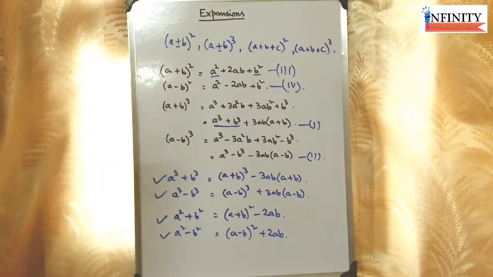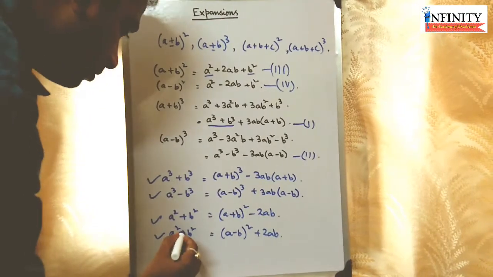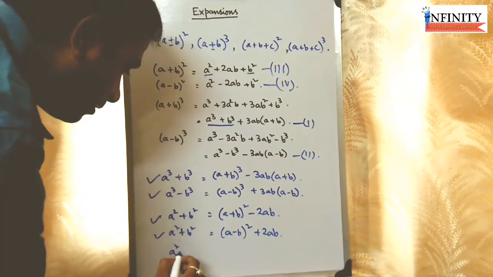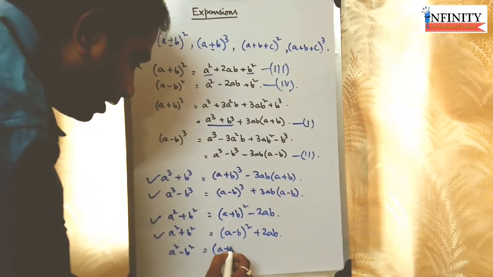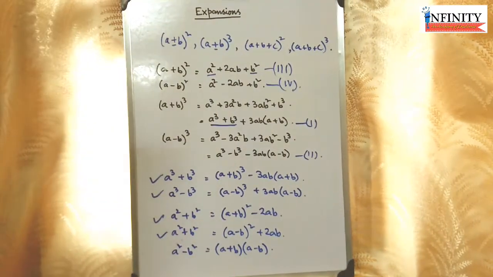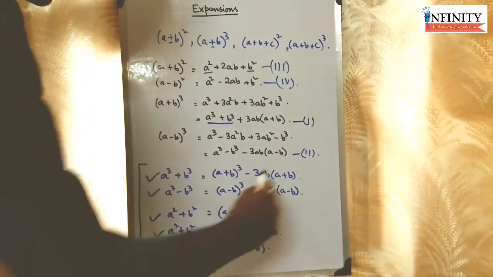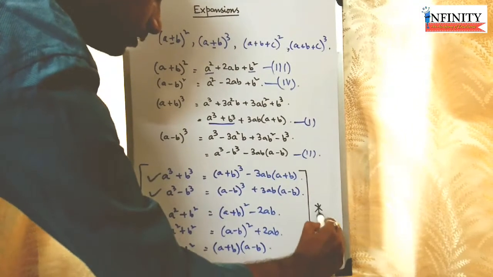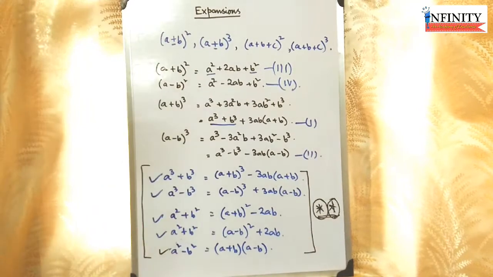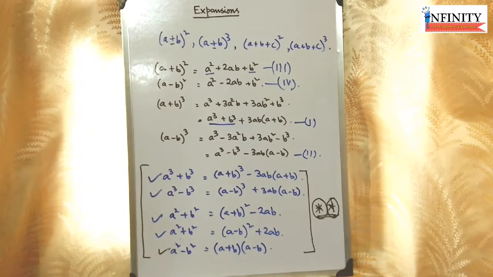You also know another formula for a² − b², which is (a+b)(a−b). Sorry, I mistakenly said a² + b² there. So these are the main formulae for this chapter. These are important formulae for this expansion chapter. We'll use these formulae for some applications and problems, which we'll discuss next time.